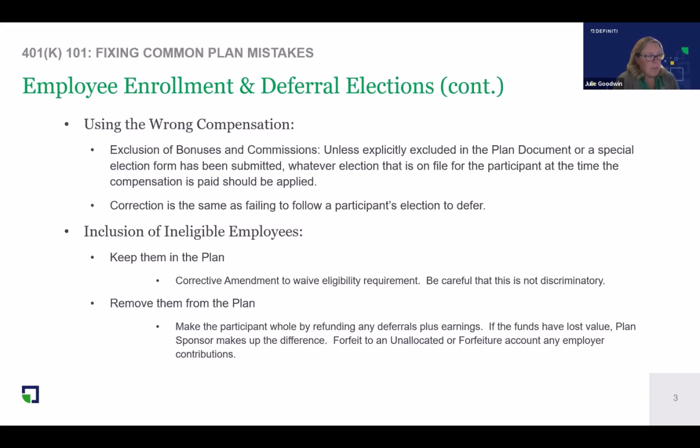And you would do that by making the participant whole, refunding any deferrals that they had, plus earnings. If the funds have lost value, you would have to make that up out of pocket. And you would then forfeit to an unallocated account or a forfeiture account any matching contributions that that employee received but was not entitled to.